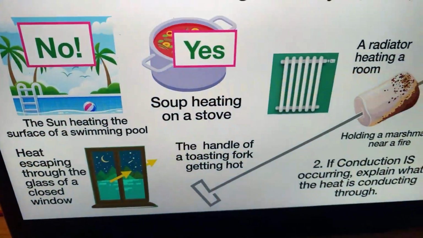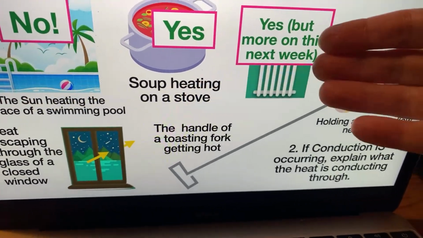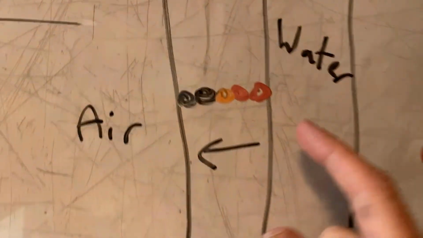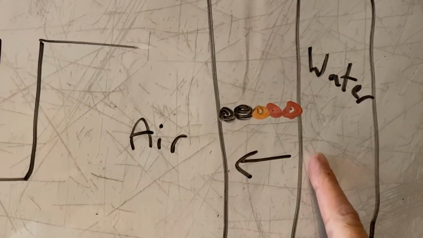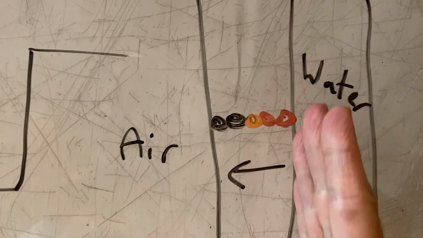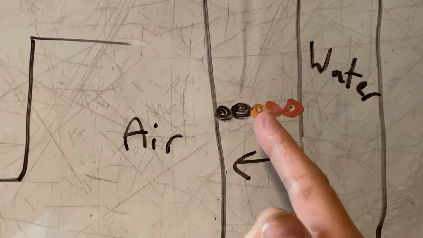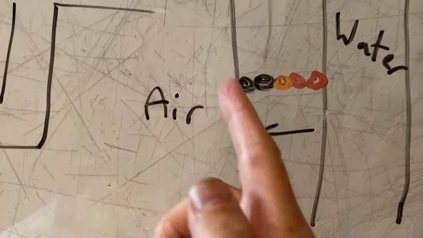A radiator, yeah, I've put a bit. We're going to do a lot more about this next week, but the radiator is made of metal. If this is the radiator tube here in the middle, and that's the really hot water, then the hot water heats the particles in contact with it, and they vibrate more and bump into the next particles, and eventually that will heat some of the air in the room, but more of that next week.